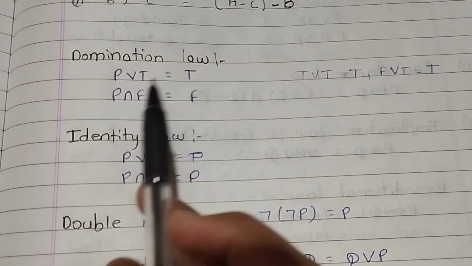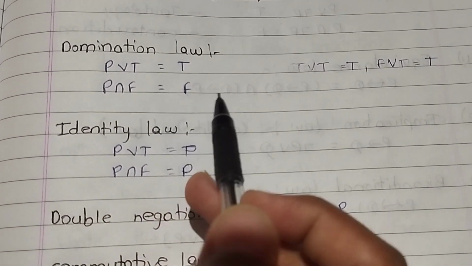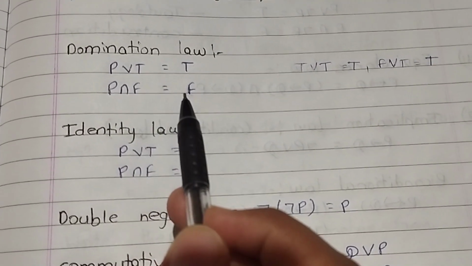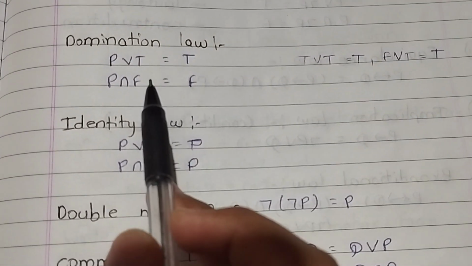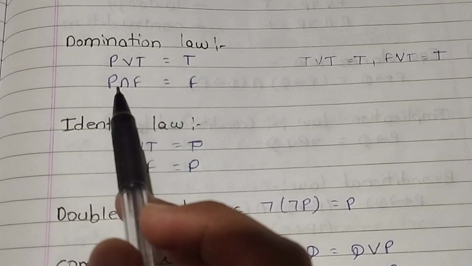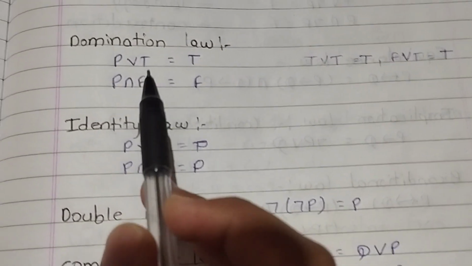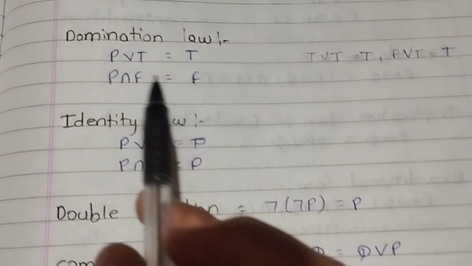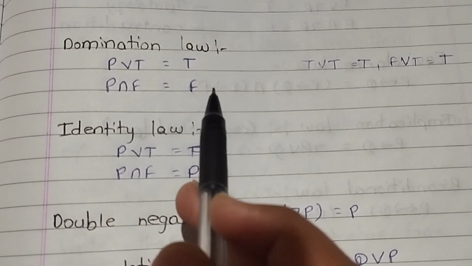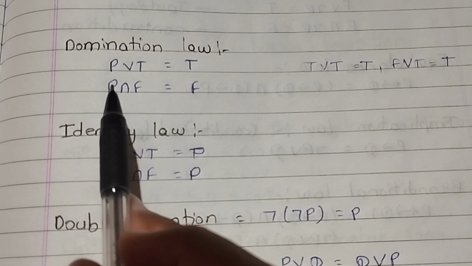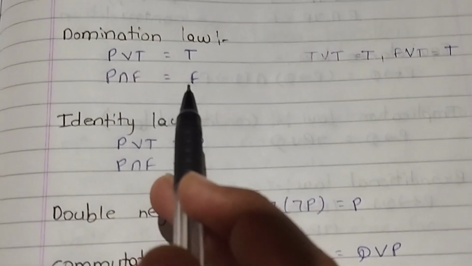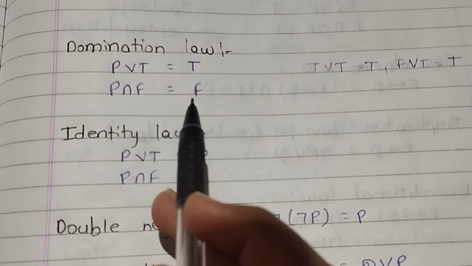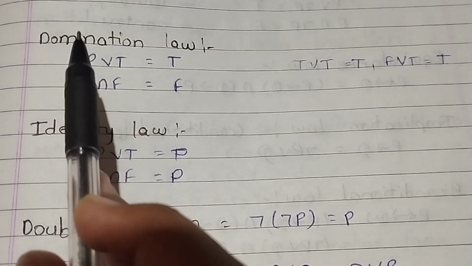P or T is equal to T. Now we check P and F is equal to F. We know T and T is equal to T, otherwise all are F. So for the result to be T we want both variables to be T. If any one variable is not T, there is no possibility of the result being T. So P and F is always F: if we put P as T, then T and F is F. If we put P as F, then F and F is always F. On this basis we understand the domination law.